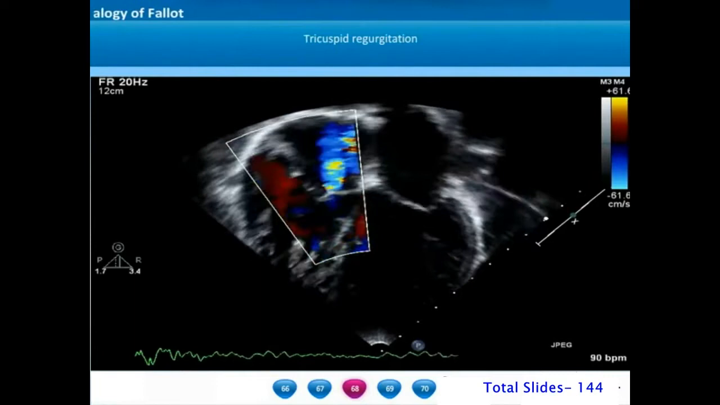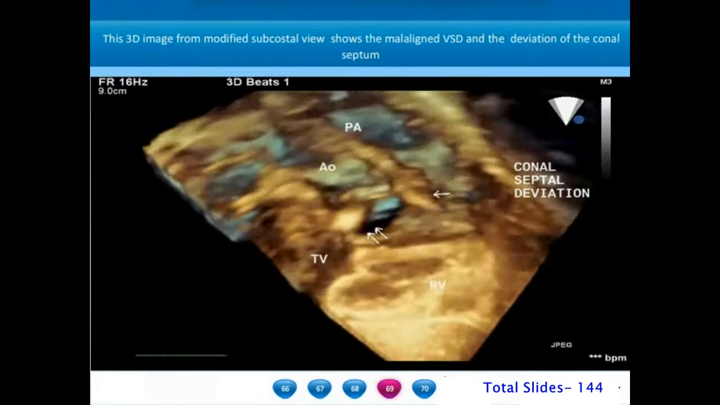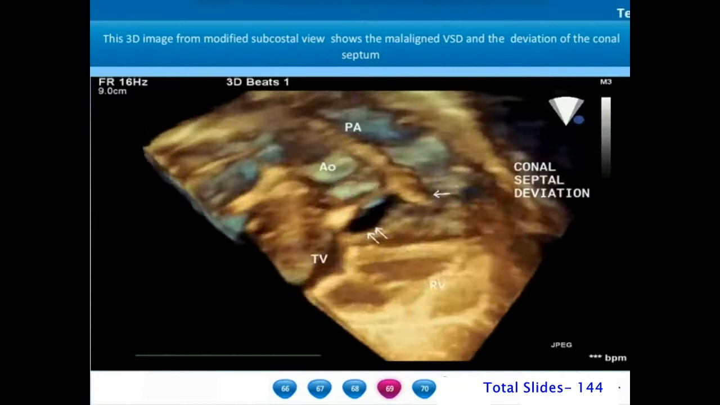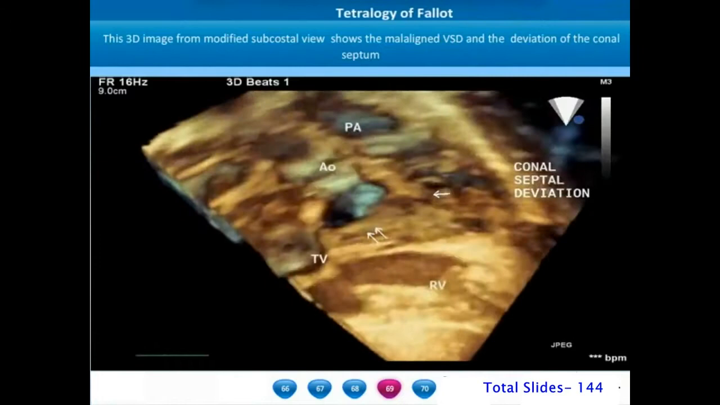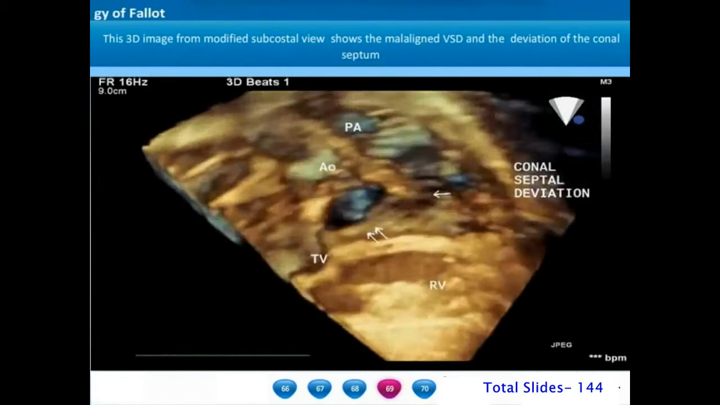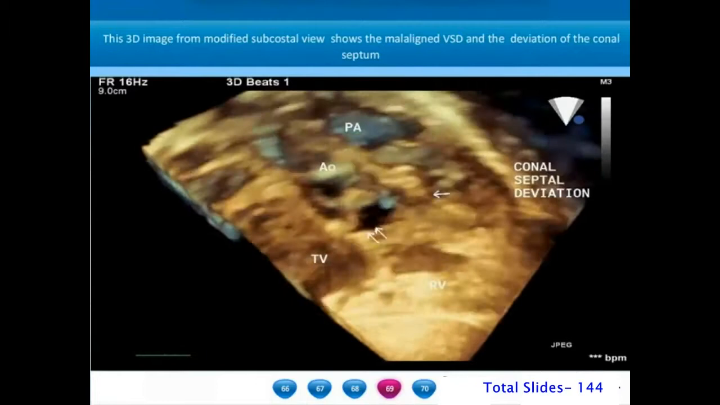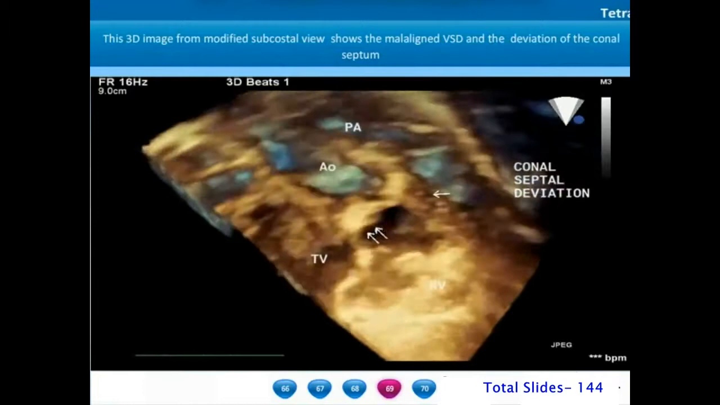On three-dimensional echocardiogram, if we crop off the entire right ventricular anterior free wall, we will be exposing the whole of the interventricular septum from the RV septal surface. We can appreciate a large conotruncal ventricular septal defect located immediately below the aortic annulus, and there will be a marked aortic override. The large conotruncal ventricular septal defect is shown in this movie by a double arrow.